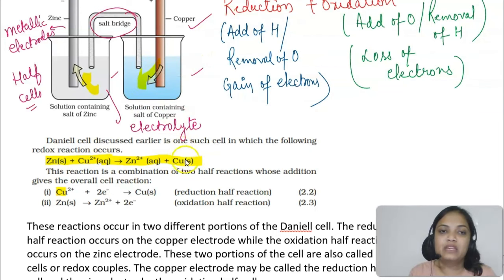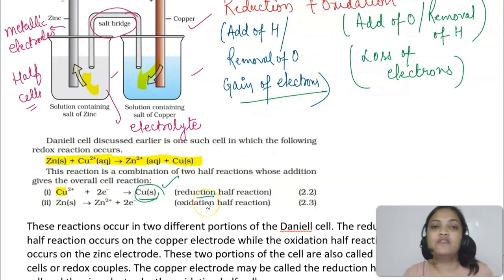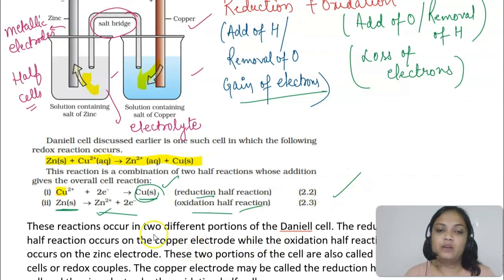So what is happening in this case is that copper ions are gaining electrons and converting to copper metal. Just now I told you that gain of electrons is called reduction. So this is our reduction half cell reaction. Whereas zinc metal is losing 2 electrons and converting into zinc ion and coming into the solution. So we call it oxidation, because loss of electrons is happening. So these two half cell reactions are happening.